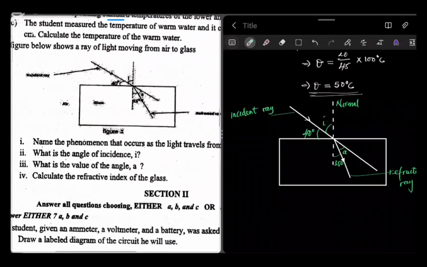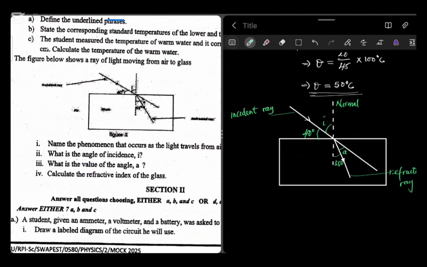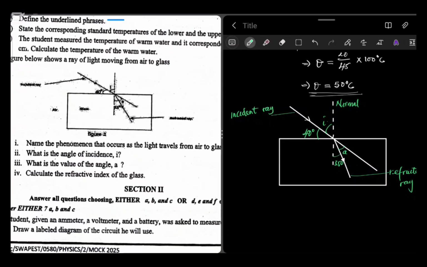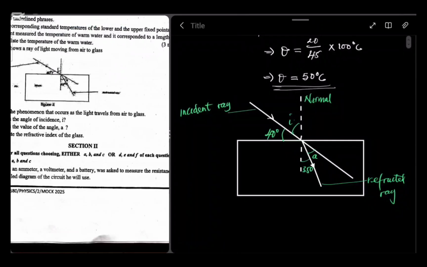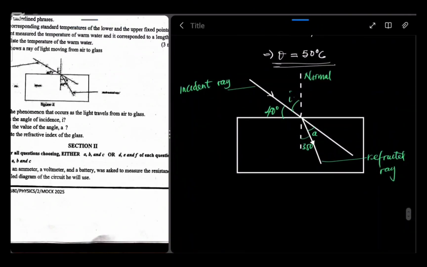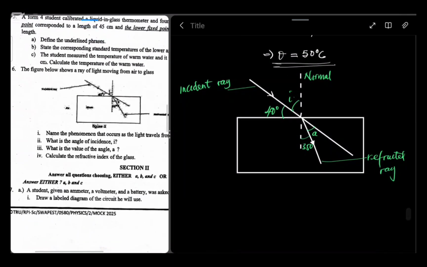Now A, name the phenomenon that occurs as the light travels from air to glass. Quickly, if you are a smart student, you discover what? Since they say it is a refracted ray, that means possibly it is refraction. That was a quick one to easily get. So that is question 6, Roman 1. I'll say the phenomenon is refraction.